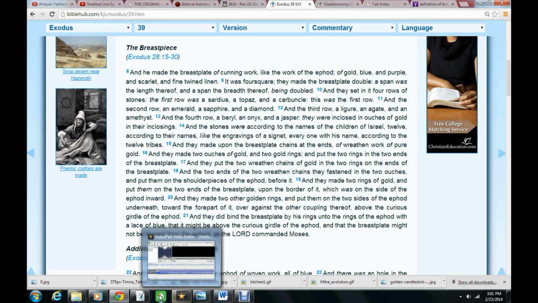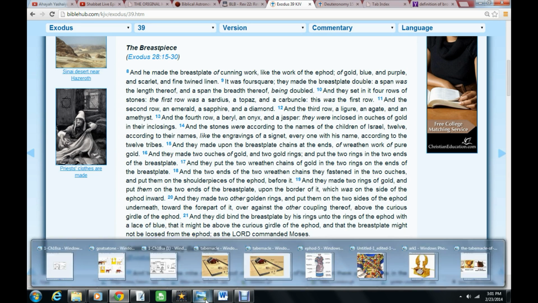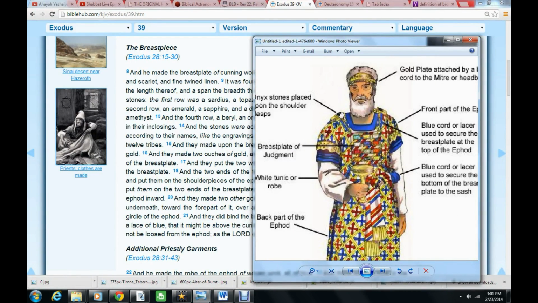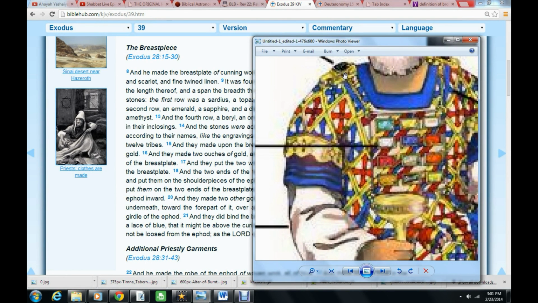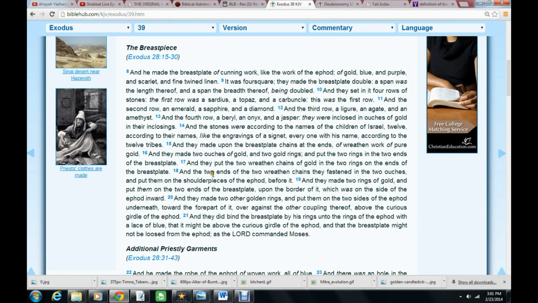So all that will be clamping to the top of the ephod, which would be up here. And the breastplate, as you can tell, it ties up there. So the other one down here probably ties up there as well. They all meet at the clasp. And the 2 ends of the 2 wreathen chains they fastened in the two ouches, and put them on the shoulder pieces of the ephod before it.